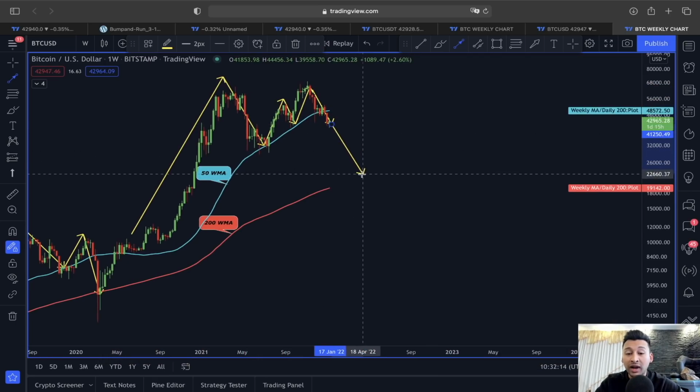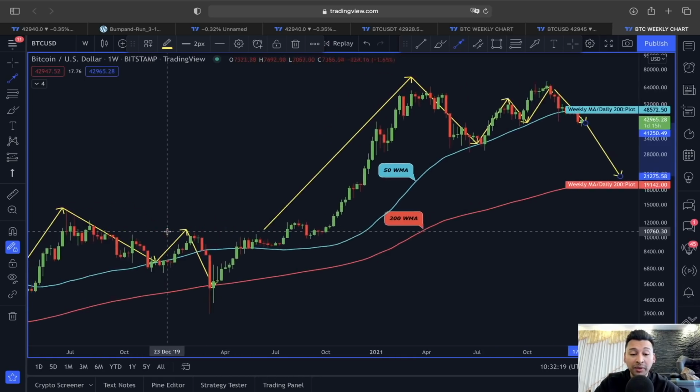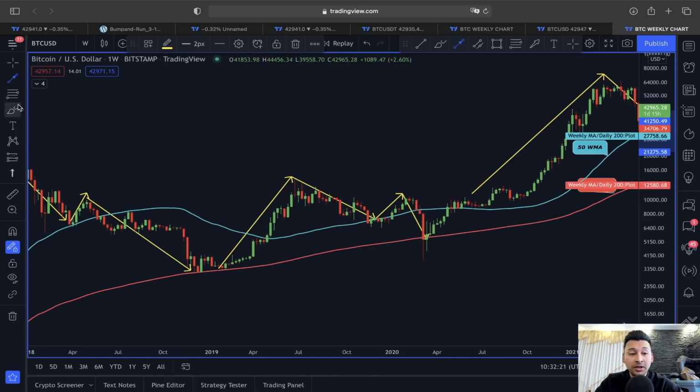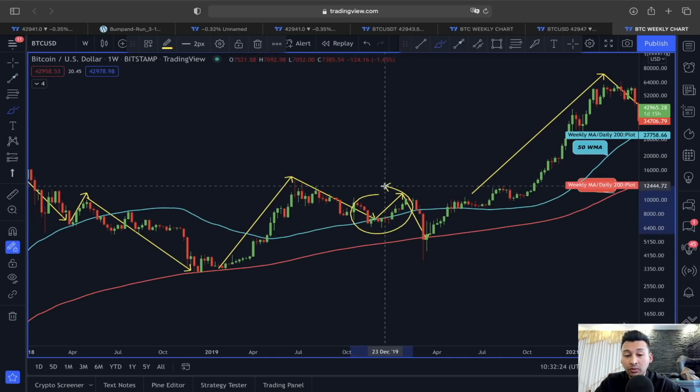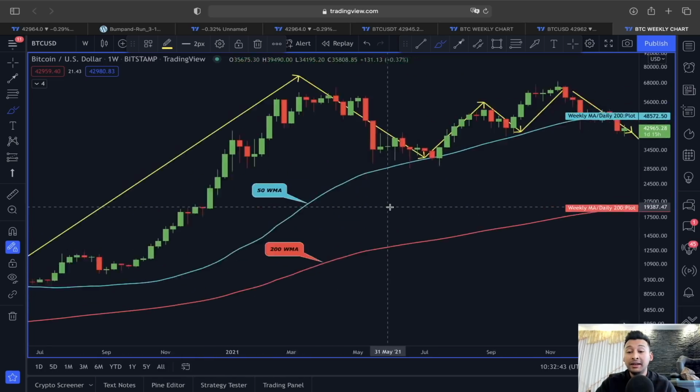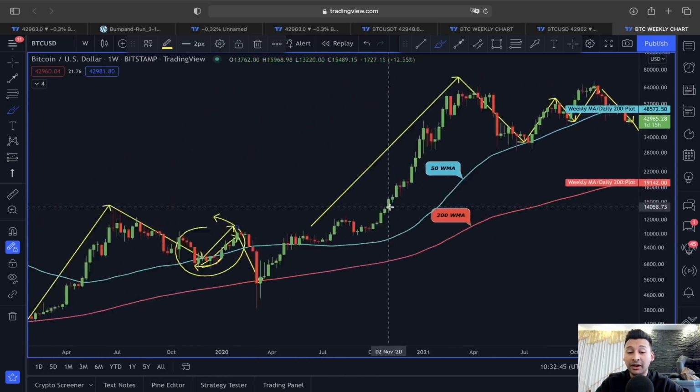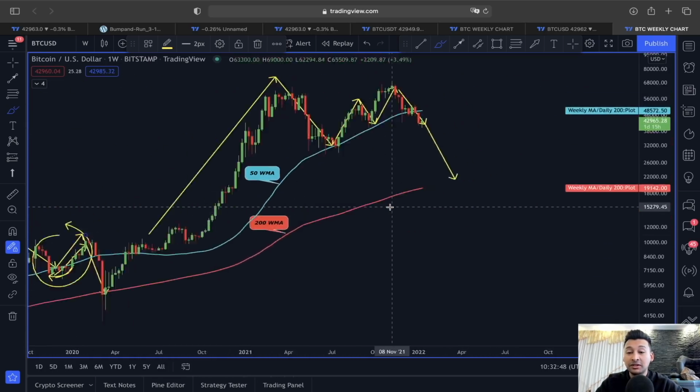So since the price is already below this 50 weekly moving average, this doesn't mean now we are going to start this rally towards this 200 weekly moving average. What we can also expect is a pretty similar scenario, just like here. We were also below this 50 weekly moving average, right? But the price somehow came above it.